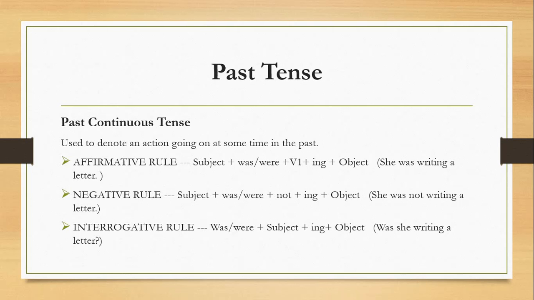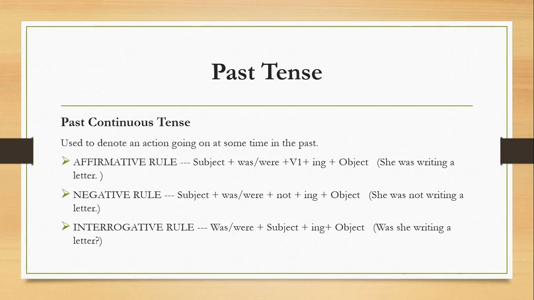Affirmative rule: subject plus was or were plus V1 plus ing plus object. She was writing a letter. Negative rule: subject plus was or were plus not plus V1 plus ing plus object. She was not writing a letter.